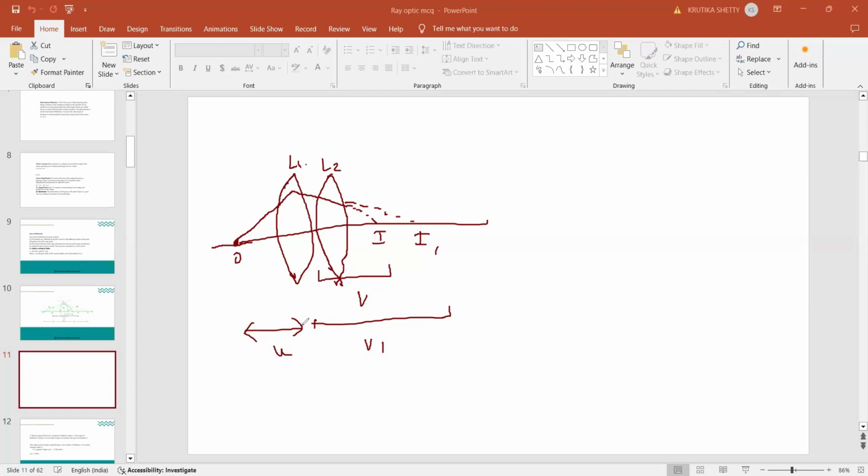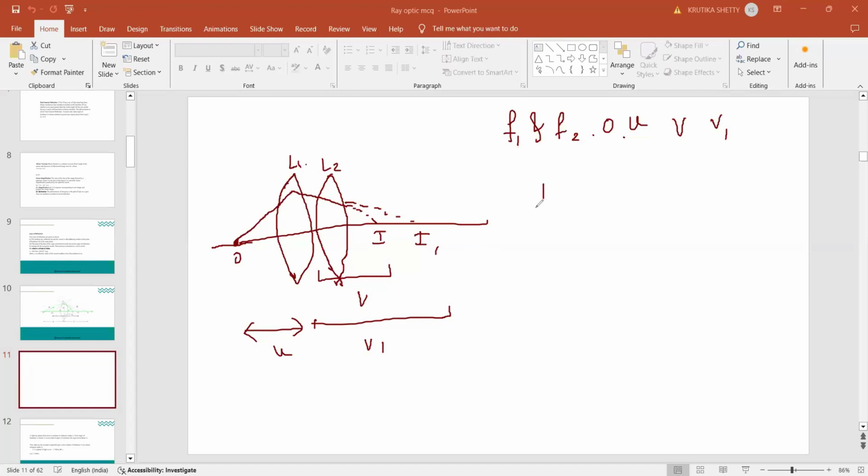Here we are considering two thin lenses L1 and L2 in contact with each other, whose focal lengths are taken as F1 and F2, where O is the object on the principal axis at a distance of U and V is the image distance. V1 is also an image distance. Here we have the derivation. We will start it. Equation 1 is very, very important.